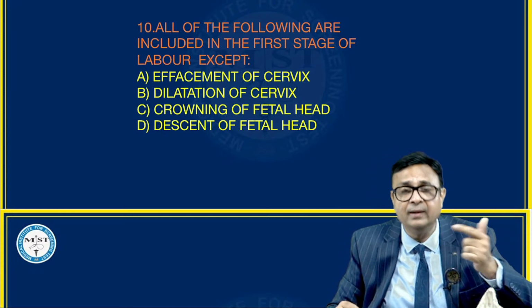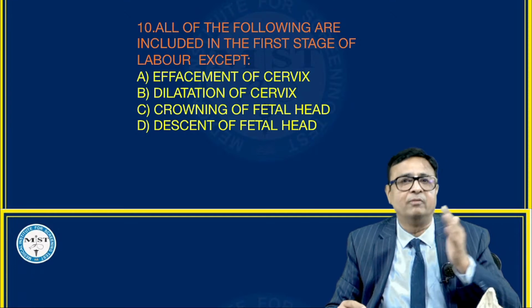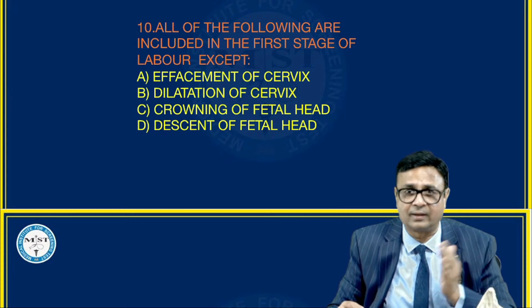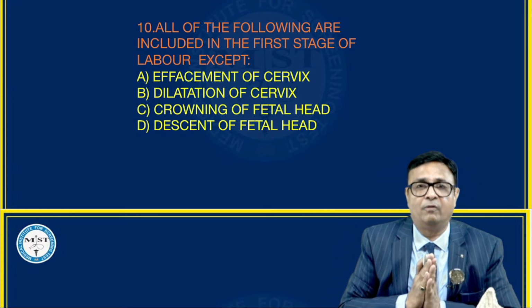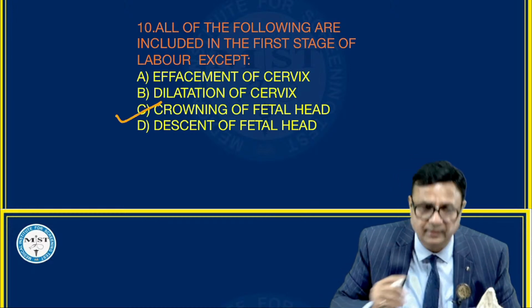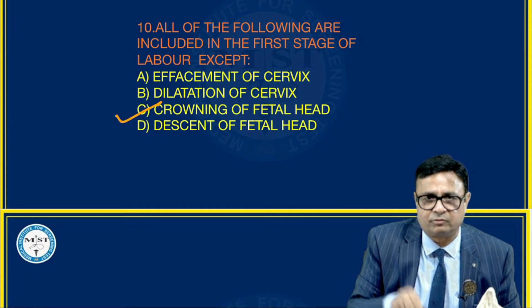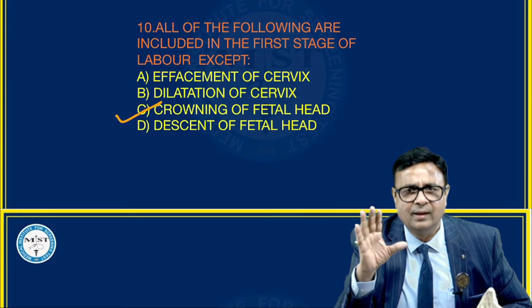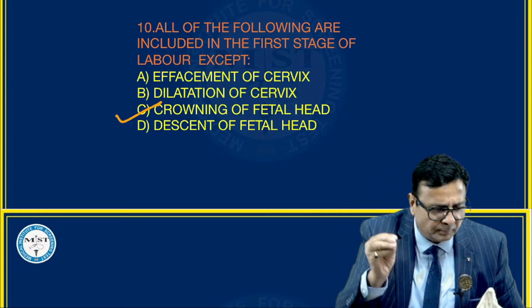Crowning of fetal head, second stage. Descent of fetal head starts occurring from the first stage. So what is happening here? Crowning of fetal head does not occur in first stage, it occurs in second stage. Clear? So let me tell you quickly. Latent phase, what is happening mainly? Effacement. Active phase, what is happening mainly?